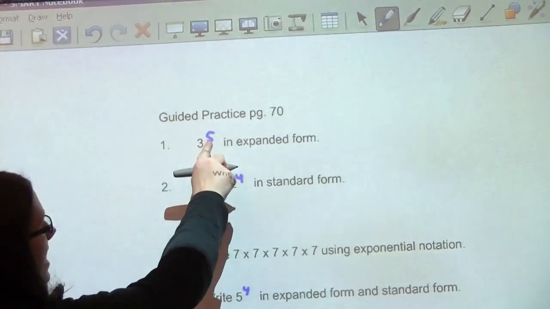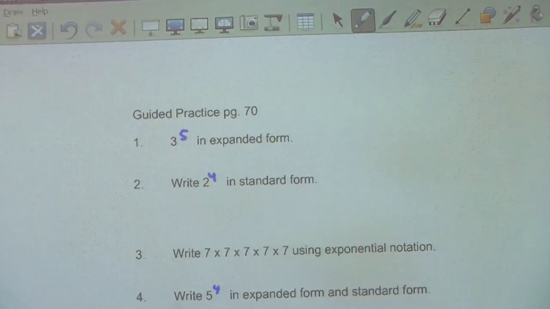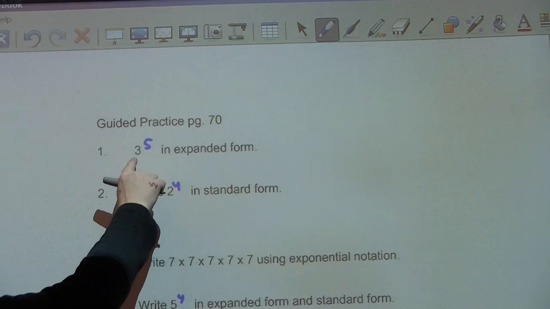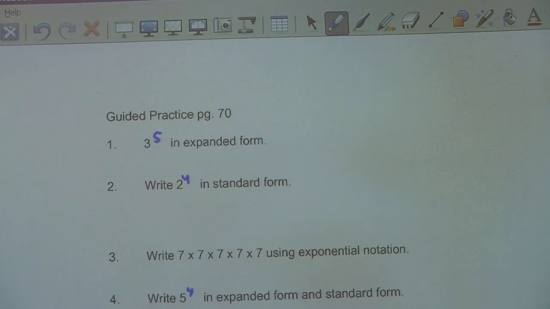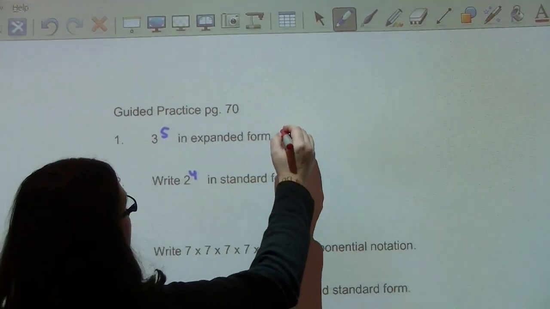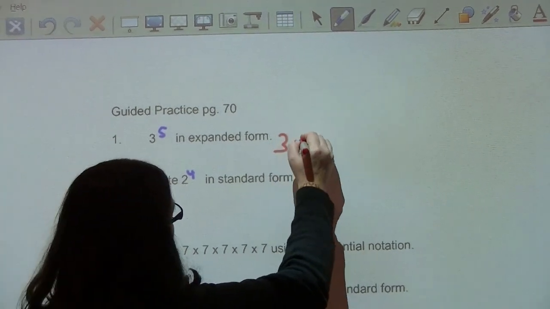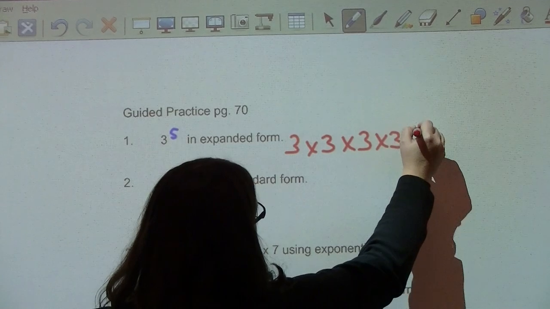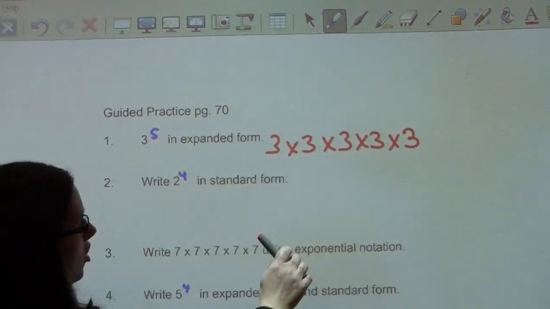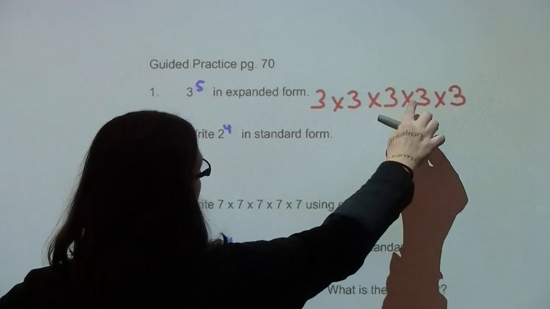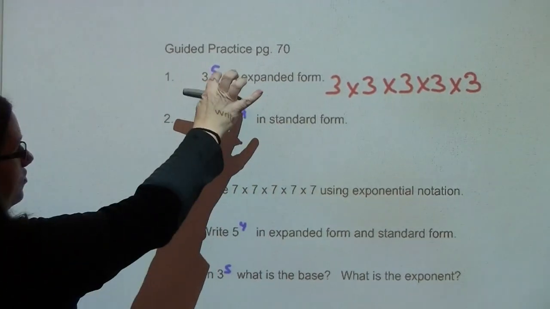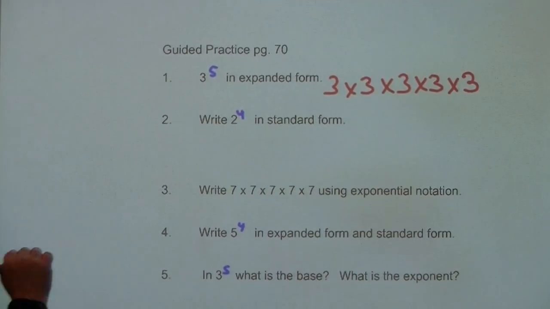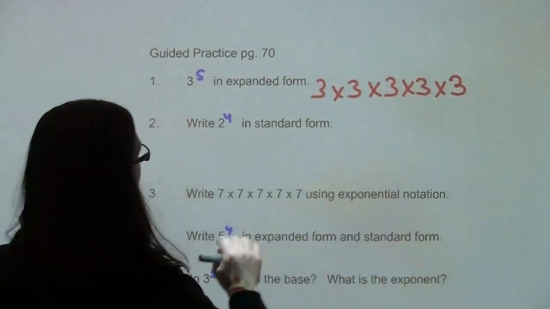So 3 is our base, and the 5 tells me how many times to multiply. How many times am I going to multiply the number 3? 5. Good. So in expanded form, we would have 3 times 3 times 3 times 3 times 3. And make sure you go back and count. 1, 2, 3, 4, 5 times, because that's what the exponent tells us to do. So this is the expanded form.